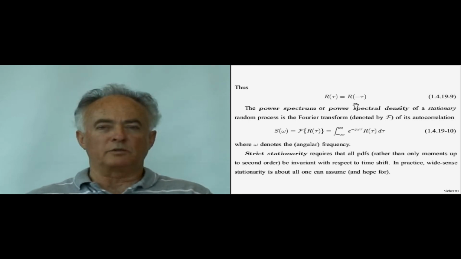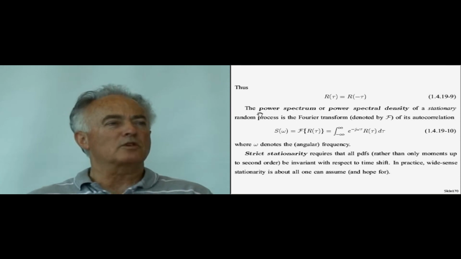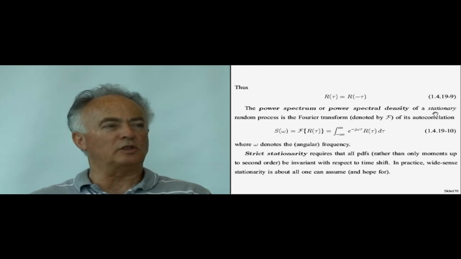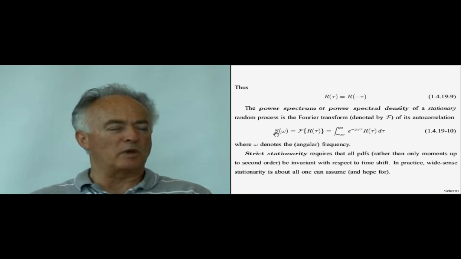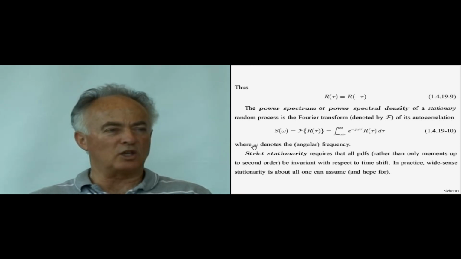It is well known that frequency domain approaches are very helpful in providing shortcuts in a number of problems. So we have the power spectrum or power spectral density of a stationary random process defined as the Fourier transform, denoted by script F, of its autocorrelation function. So S of omega is the Fourier transform of R of tau. That's the integral of e to the minus j omega tau R of tau d tau, and omega is the angular frequency.